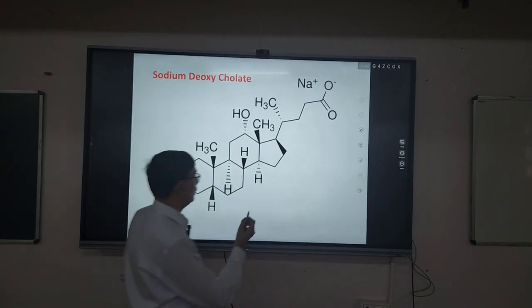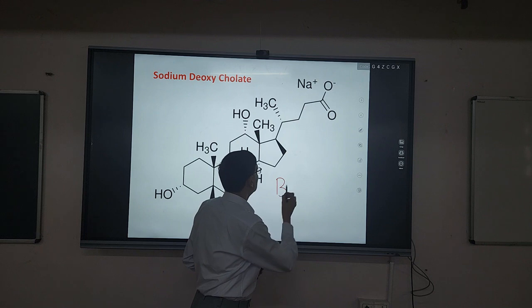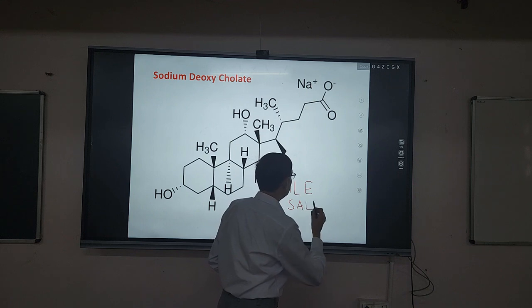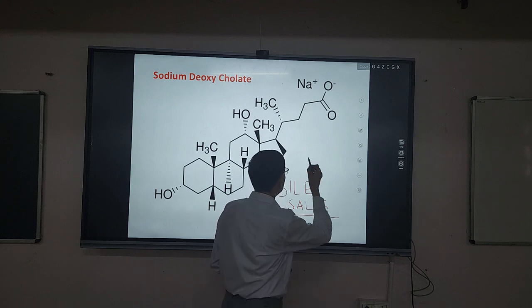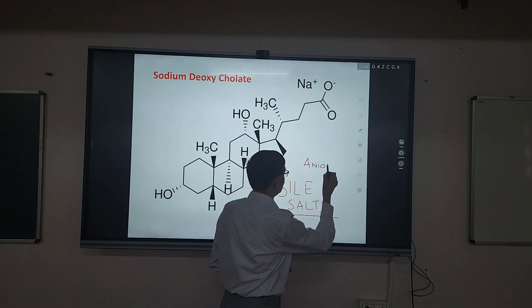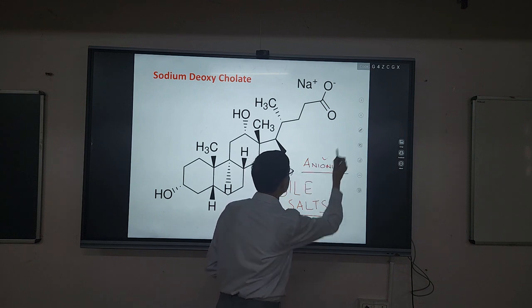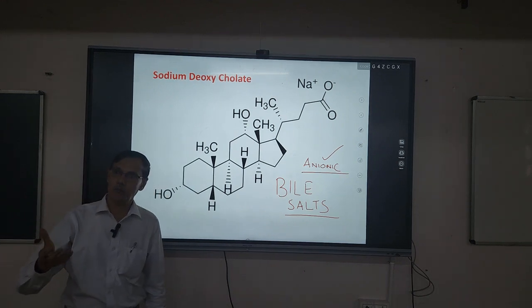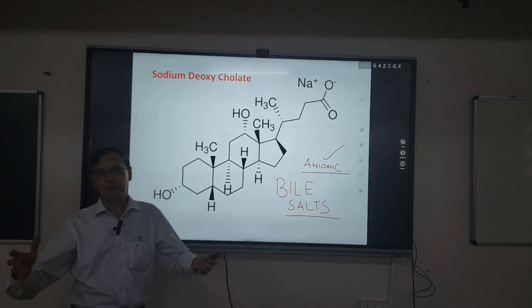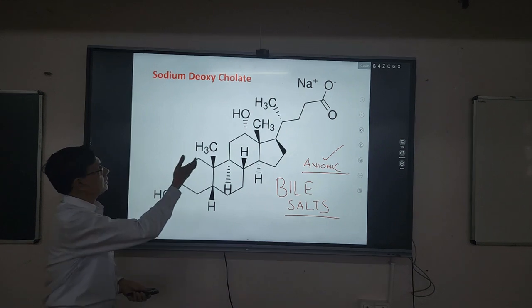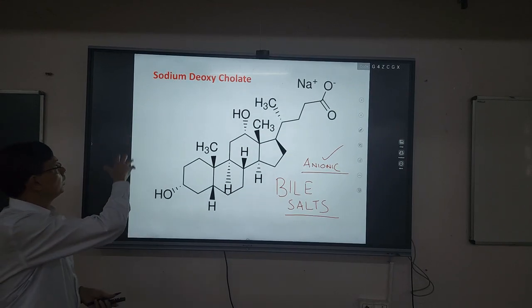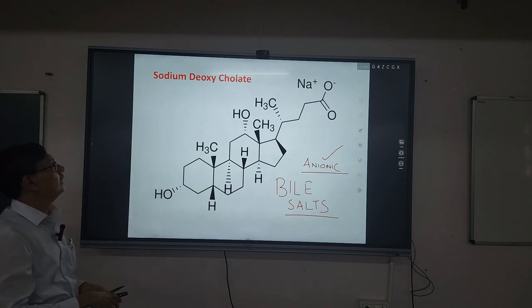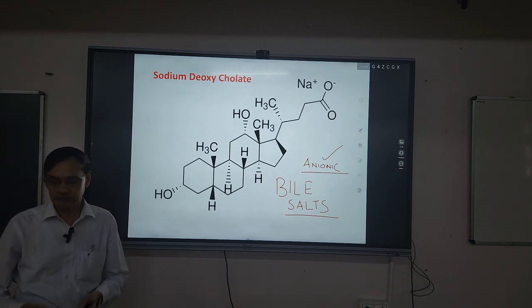Now some of the bile salts are also important anionic surfactants. We have done a lot of work on the role of bile salt for the hydrolysis of phosphate ester and hydrolysis of carboxylic ester. It is commercially available. This is sodium deoxycholate, and sodium cholate is also one of the anionic surfactants.